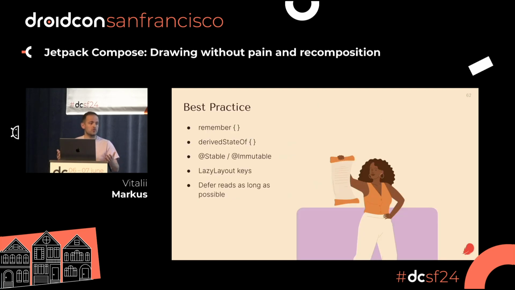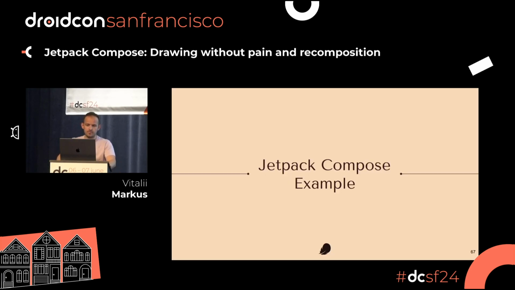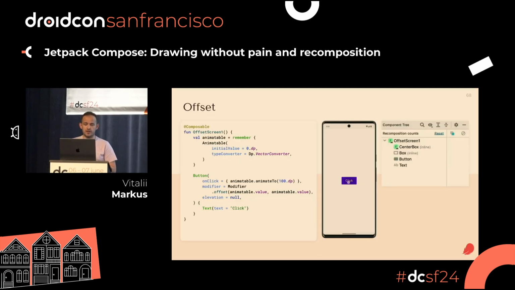So I want to return to our best practice slide, and especially to the last point. And I want to add a sub-point here, even changing phases. So it means that we can defer reading to different phases to improve our performance. So let's see how this approach is used by Jetpack Compose and some libraries. Let's look at a few examples.